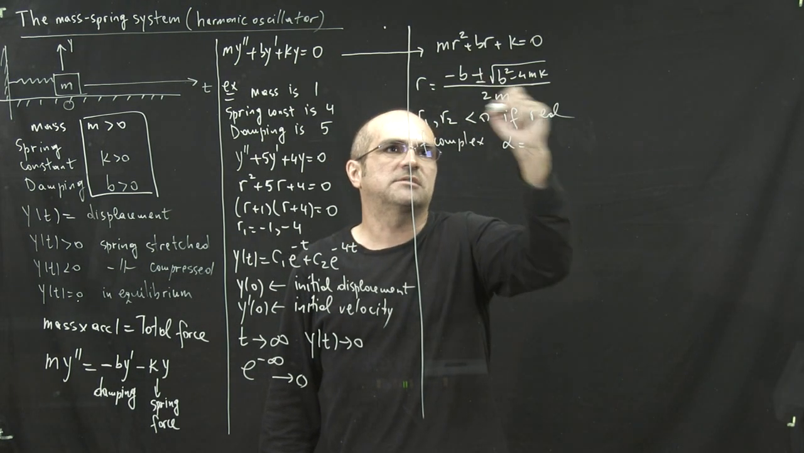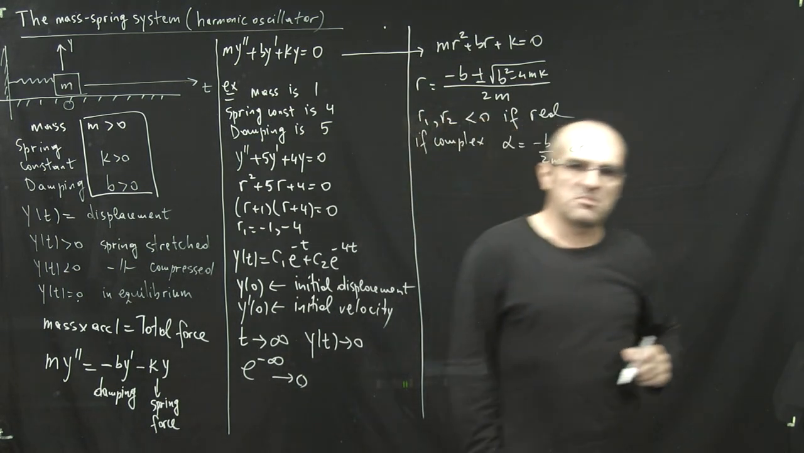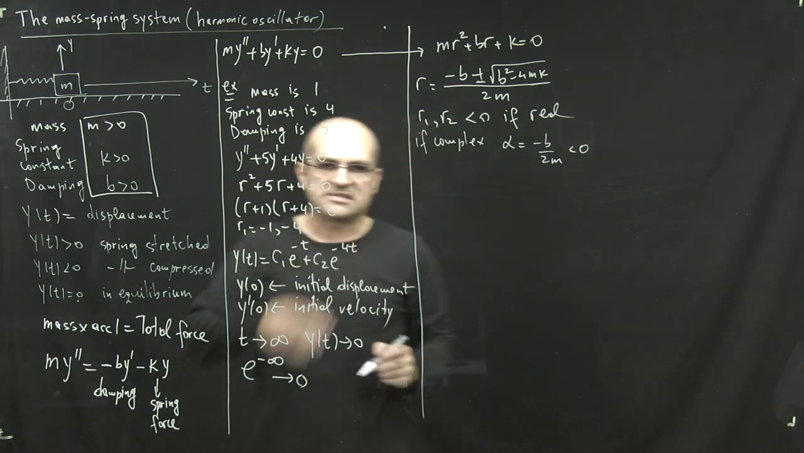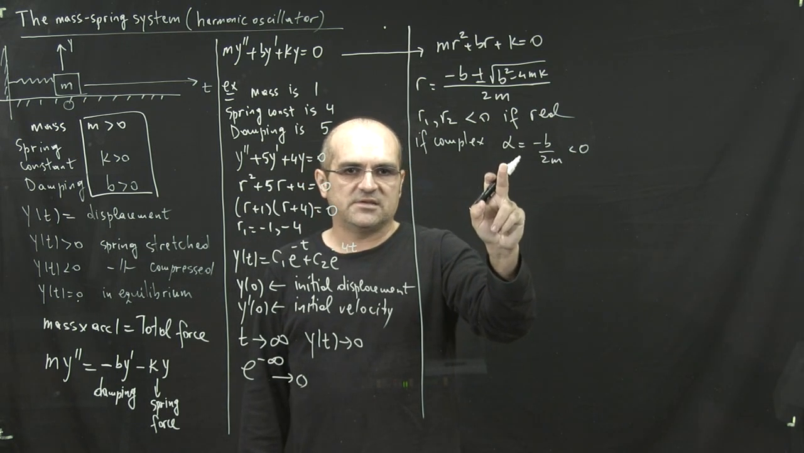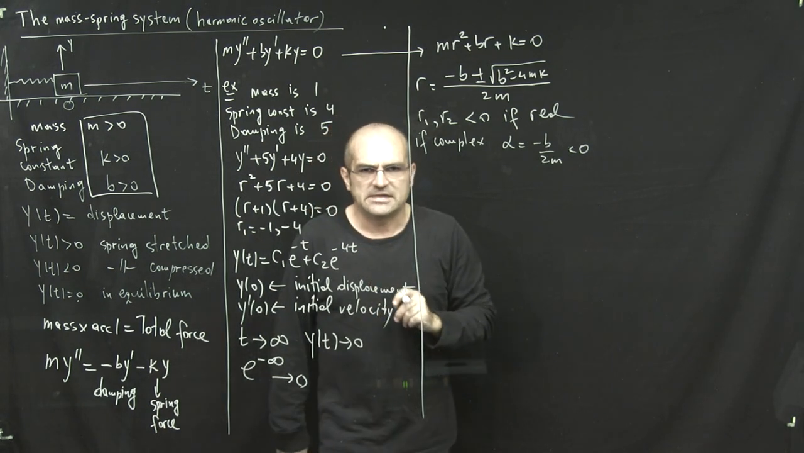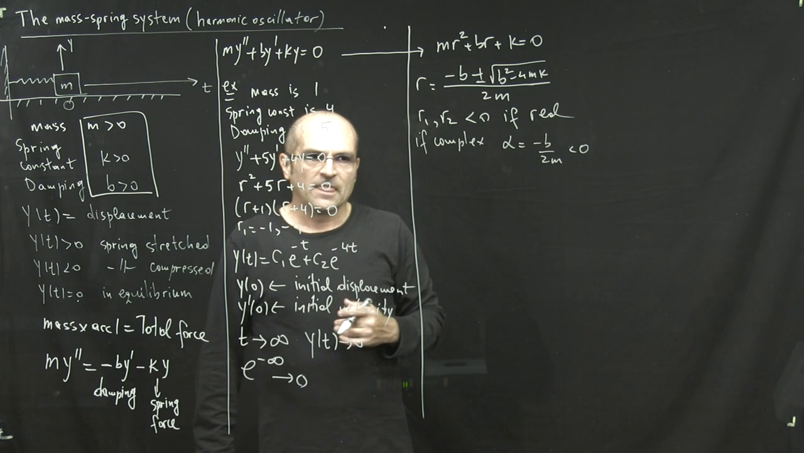and if complex, alpha, the real part, is minus b over 2m, which is also negative. So remember, alpha appears in the solution in the complex case. We're going to have a classification immediately, but the exponential has e to the alpha t in the complex case, and again that exponential is negative, and it will cause the solution to approach 0.